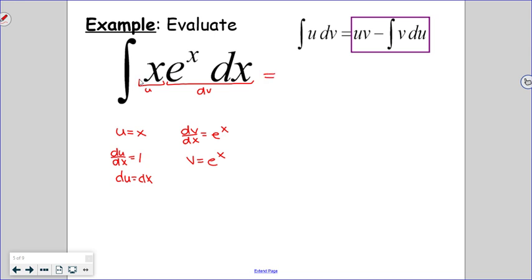So our integral is going to equal function u, which is x, times function v, which is e to the x, minus the integral of v, which is e to the x again, times du, which we said equals dx. And then clean it up. Okay, well, the integral of e to the x is e to the x plus c.